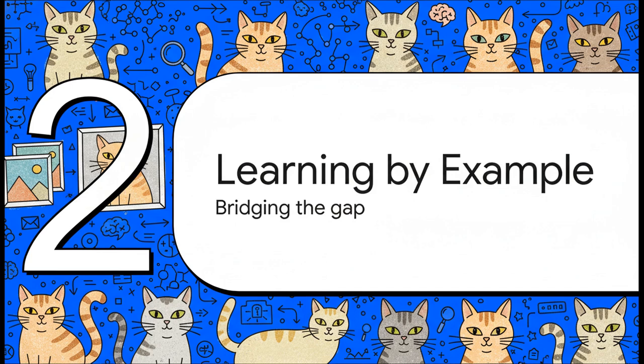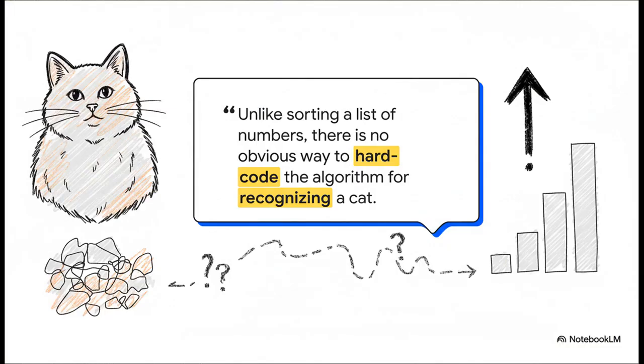Well, we flip the entire strategy on its head. We use what's called a data-driven approach. Instead of trying to explain what a cat is, we just show the computer thousands and thousands of pictures of cats and say, you figure it out. This quote really hits the nail on the head. Recognizing something like a cat isn't a neat, logical problem like sorting numbers, where you can write a perfect step-by-step program. It's messy, it's intuitive, and it needs a totally different way of thinking.